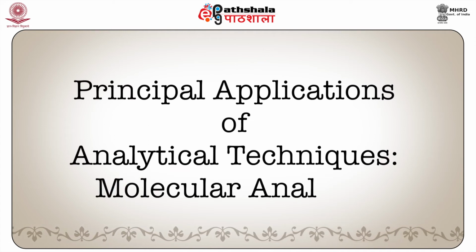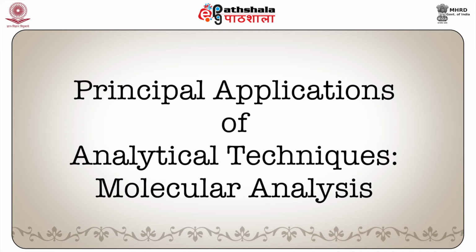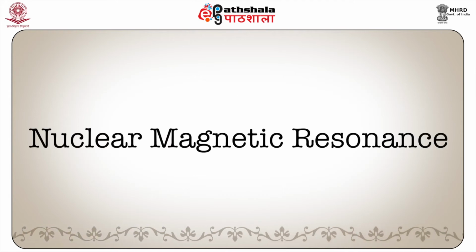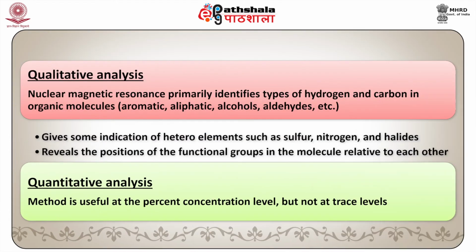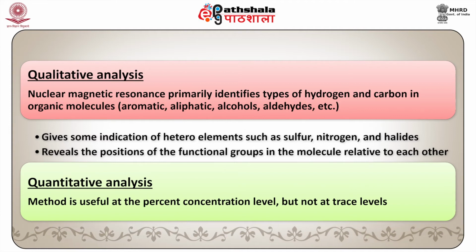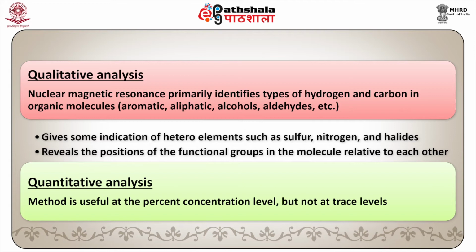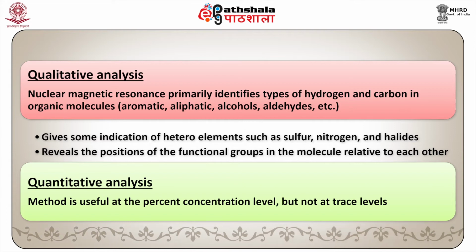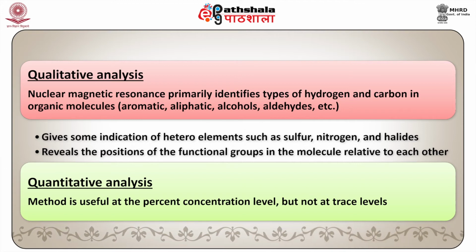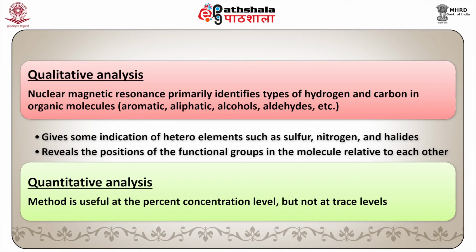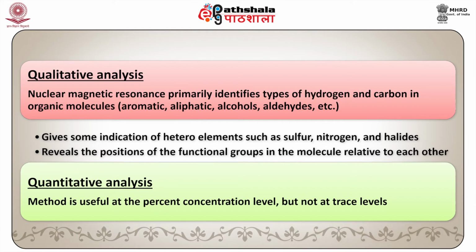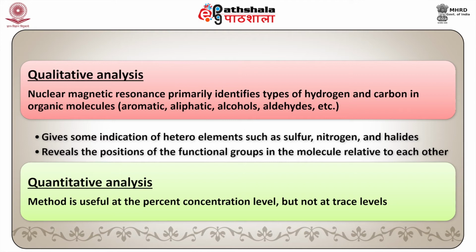Next are the principal applications of analytical techniques. First, molecular analysis. First is nuclear magnetic resonance, that is NMR. In this case, first is qualitative analysis. Nuclear magnetic resonance primarily identifies types of hydrogen and carbon in organic molecules such as aromatics, aliphatics, alcohols, aldehydes, etc. It gives some indication of hetero elements such as sulfur, nitrogen, and halides. It also reveals the positions of the functional groups in the molecule relative to each other.